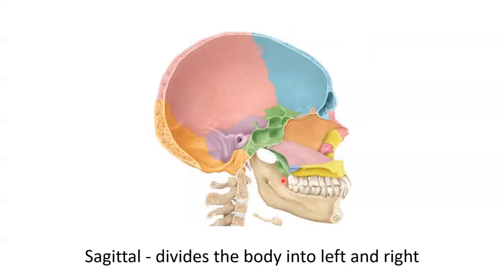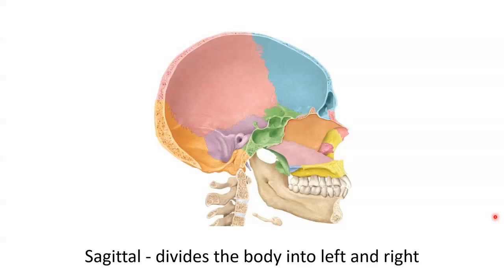Taking a closer look at each of those 3 planes, and here we have an image of a skull, and this is in our sagittal plane. So it's dividing the skull into our left and our right sections. Now this is a common section that we'll use for our skull and our brain so that we can look at all the internal organs or the internal structures.